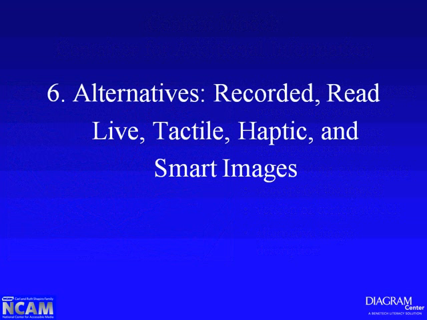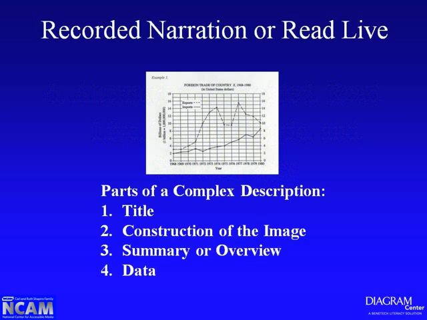Okay, before we get into questions, I just want to go over some of the alternatives to image description, because depending on the complexity and type of the image, description is not the only way to provide access; sometimes it's not even a very effective way to do it. We're going to return to this line graph, and remember we have those four different parts of a complex description: the title, construction of the image, summary, and data.